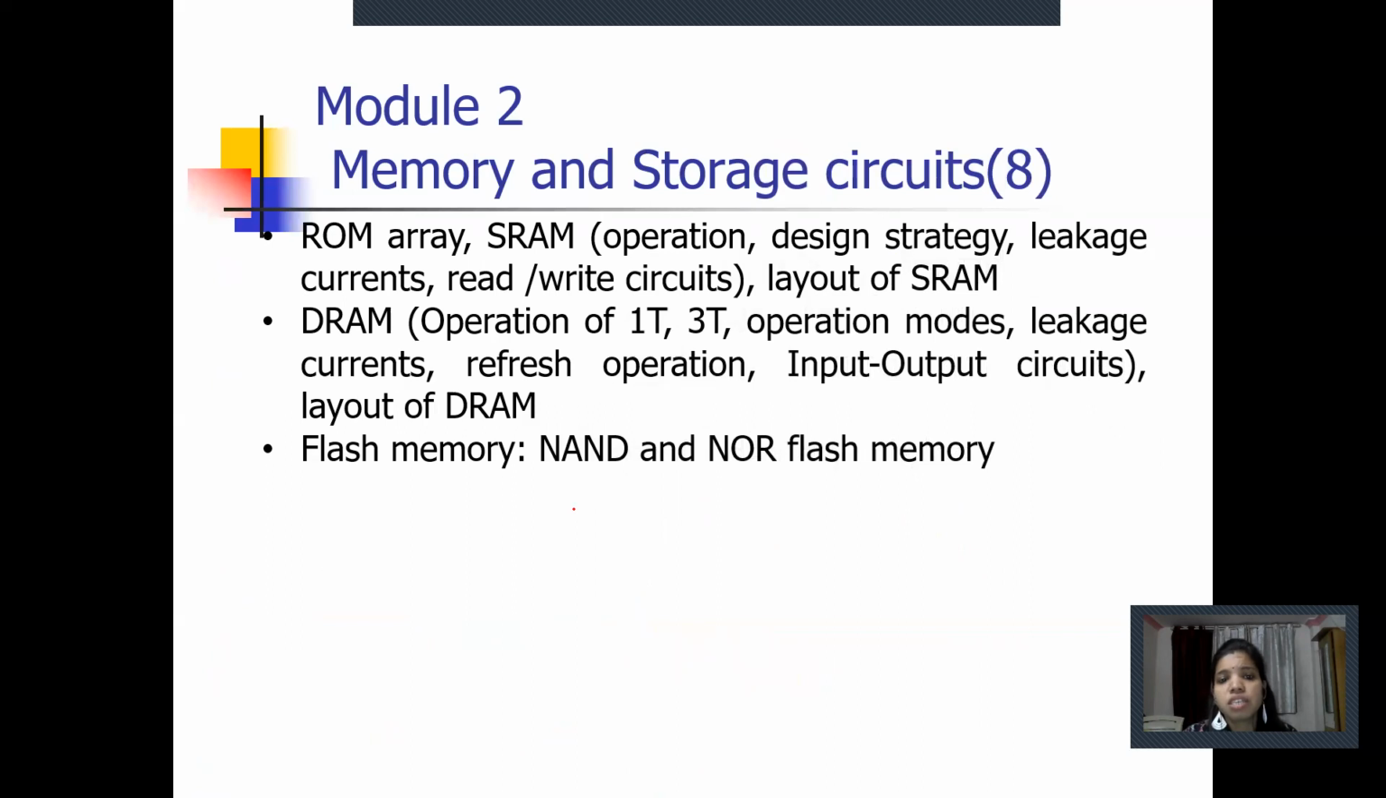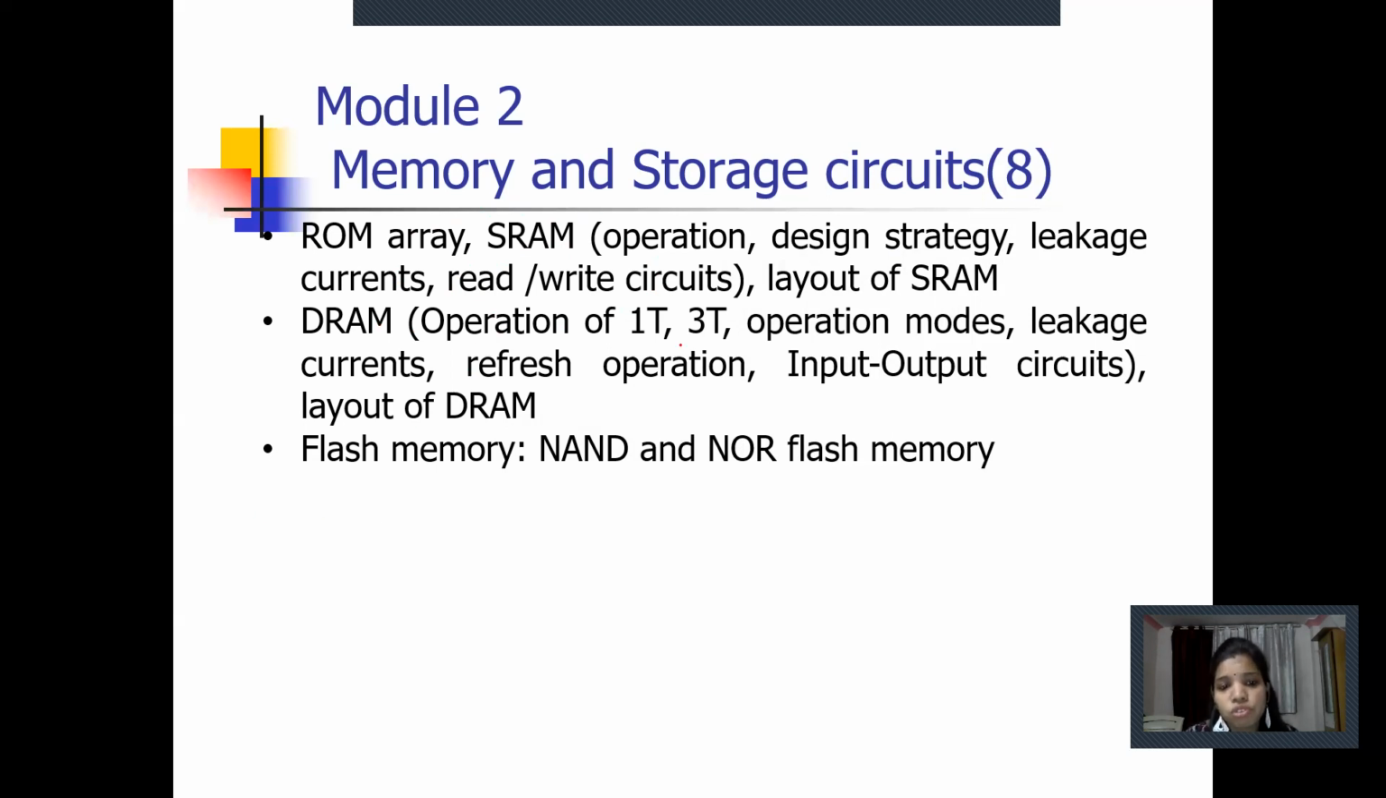Module 2 is for memory. If you remember, there are two types: ROM and RAM, read-only memory and random access memory. Read-only memory is a permanent memory. There is a NAND ROM array and a NOR ROM array. In RAM there are two types: static RAM and dynamic RAM. And once ROM and RAM are completed, then there will be flash memory.